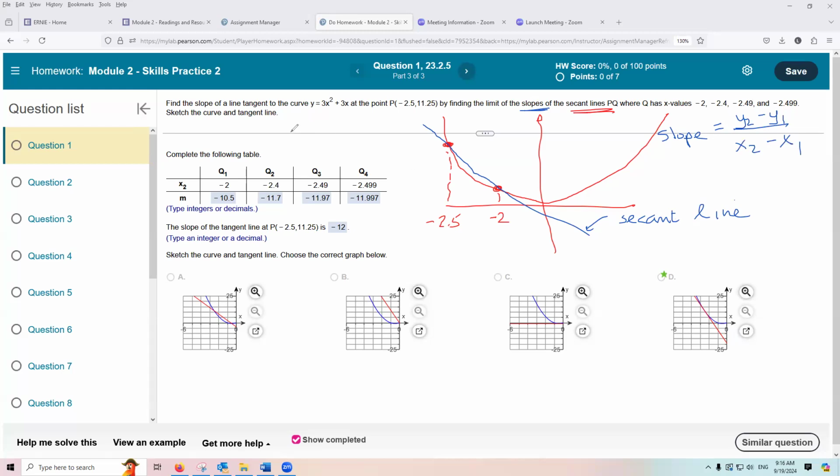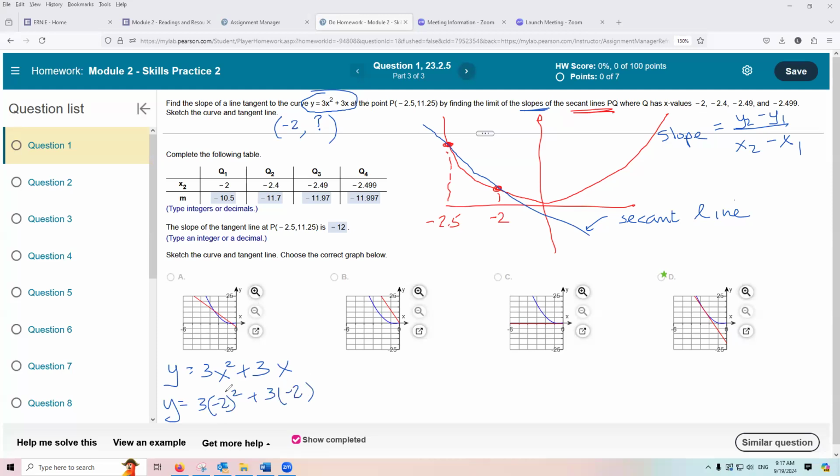All right, so let's do it. So the first point is going to be -2, comma, question mark. What is the y value when x is -2? I've got to figure that out. Well, here's the equation that gives me the y value for any x. So let me work it out down here. Y is 3x squared plus 3x. Well, we want to know the y value when x is -2. So I'm going to plug in a -2 here.